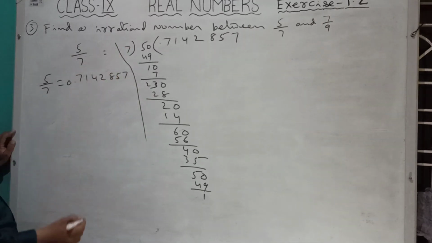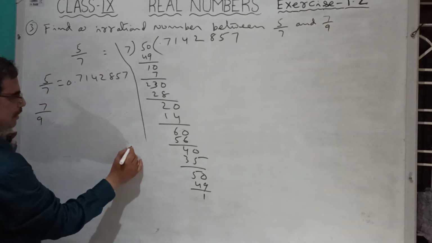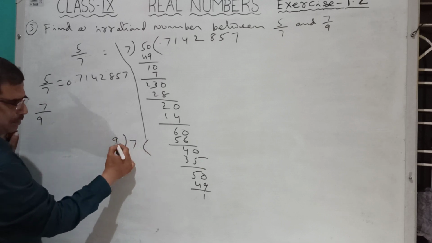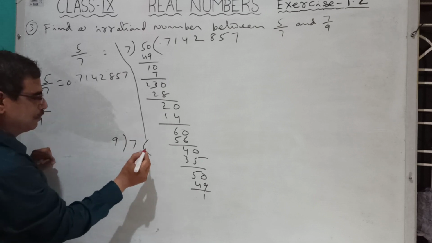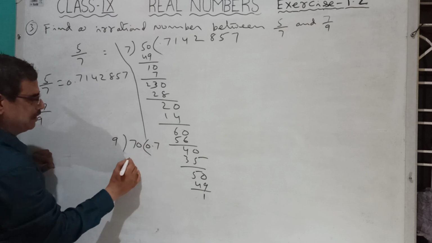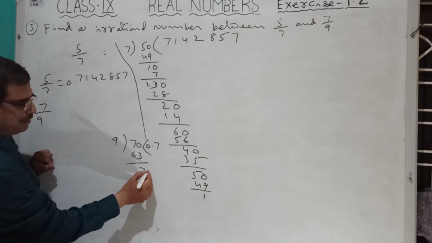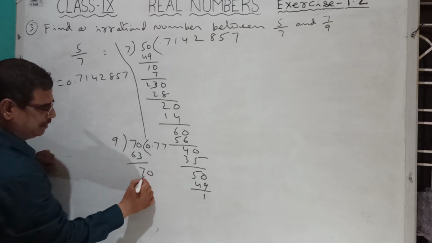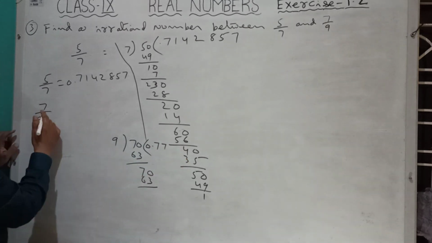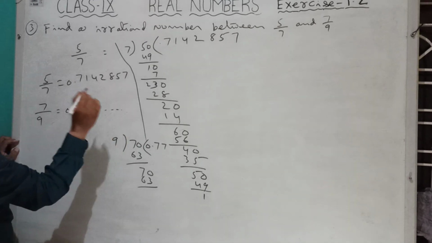So what about the second number? 7 by 9. 7 by 9 means I am dividing 7 with 9. So 9 ones are 9, you will not go. Put a point, 0, here also 0. 9 sevens are 63. 10 minus 3 means 7, here 0. Again 0, 9 sevens are 63. 7 is repeating. So 7 by 9 means equal to 0.777, so on.